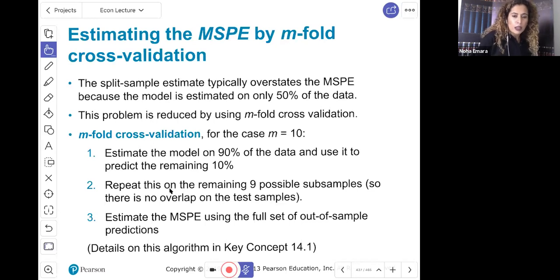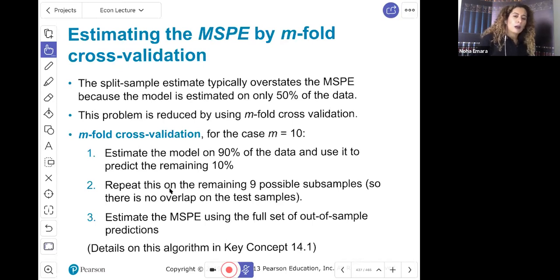So number 1, we're saying that according to the M-fold, you're using 90-10, 90% of the data to predict 10%. You're going to use the data to predict the possible subsamples without any overlaps. So say I have data from 1980 to 2000, 20 years. I'm going to split them, let's say 50-50. So I'm going to stop at the year 1990, and I'm going to predict 1991, 1992, 1993, and so on.